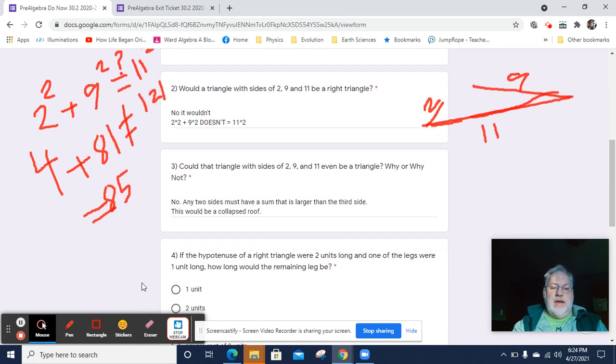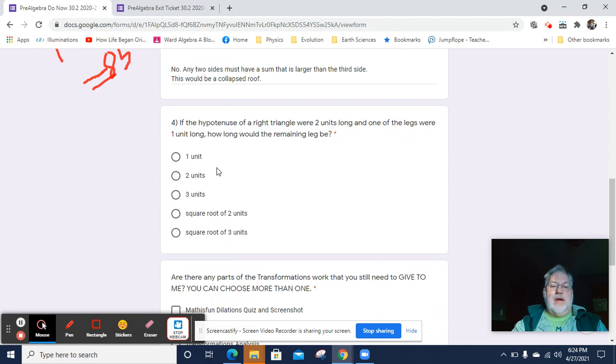Okay, if we had a right triangle, and the hypotenuse was 2 units long, and one of the legs was 1 unit long, how long would the remaining leg be? Well, all we have to do is do the Pythagorean theorem sort of backwards. C squared minus A squared equals B squared.